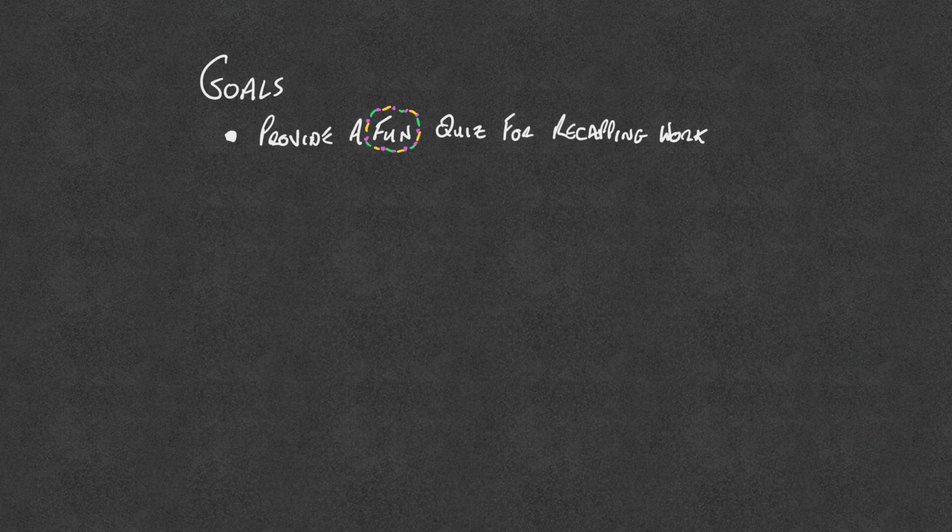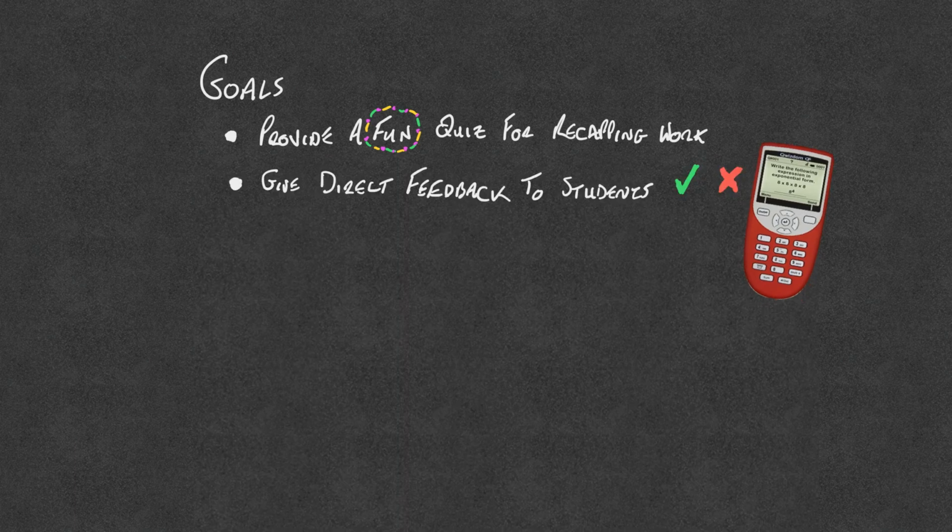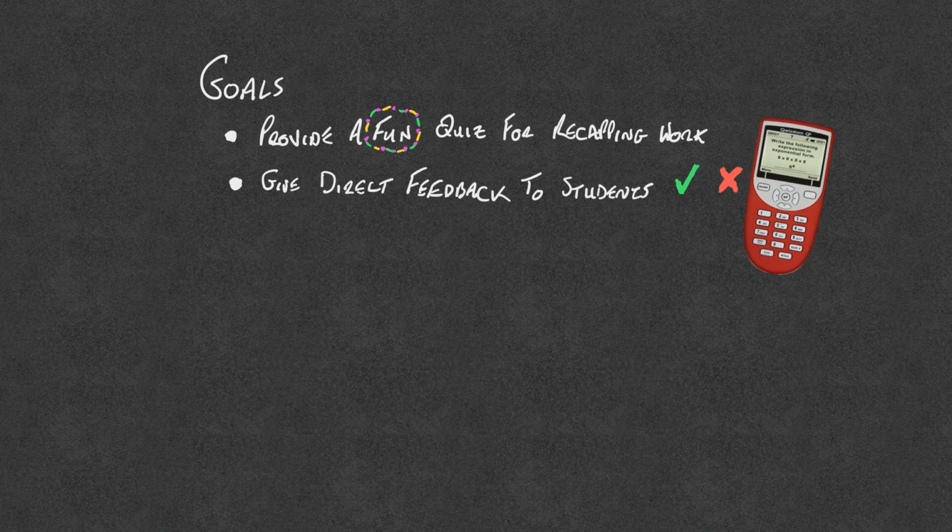So what are the goals of Brainbox 360 Qwizdom Edition? Well, I mainly wanted to provide some kind of fun mechanism for a teacher to spend time at the beginning of a lesson recapping work, or possibly at the end of a lesson, if that was what they preferred to do. I wanted to use the clickers to give direct feedback to students so that they would know if their answer was right or wrong.